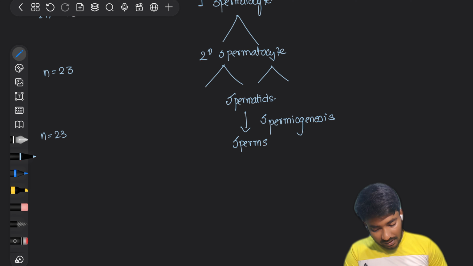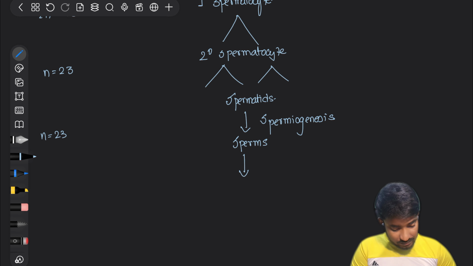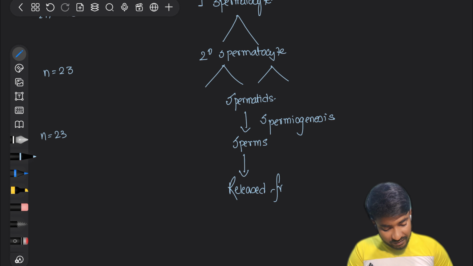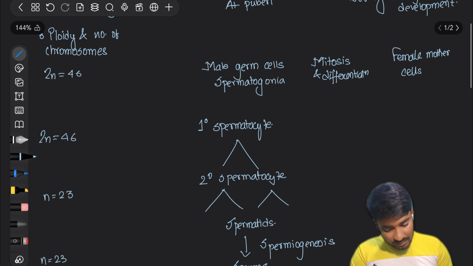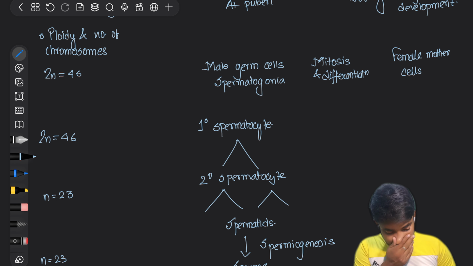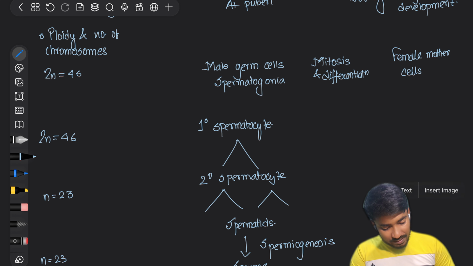This process is called spermiogenesis. And the release of sperms from the seminiferous tubules is called spermiation. Now in the case of the female, from the female mother cell, 2n equals 46, it changes to the primary oocyte.